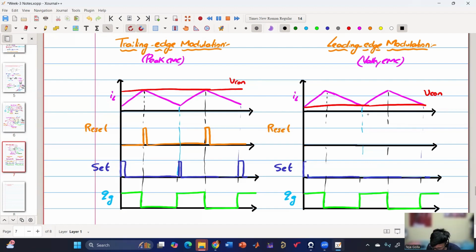So now whenever these two are colliding with each other, whenever they are hitting each other, then we'll have the set pulse. So the reset pulse is now shifted. So whenever they're hitting, then they will set. Previously it is reset. So now it will set. So the comparator output is basically setting. And at the peak of the inductor current, we'll have reset.